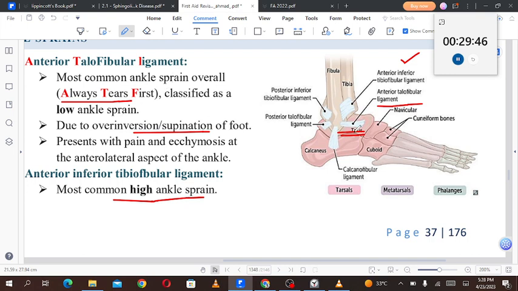So if we have low ankle sprain pain, we have some reference points by which we say low or high. If we have low ankle sprain pain, in that case it is the anterior talofibular ligament that has been damaged. And if we have high ankle sprain pain, the anterior inferior tibiofibular ligament is damaged. In low pain, this one, ATFL or anterior talofibular ligament. In high pain, AITFL, that is anterior inferior tibiofibular ligament. Got it?